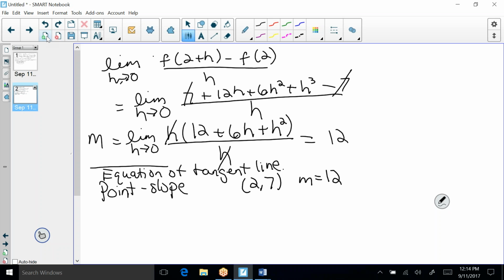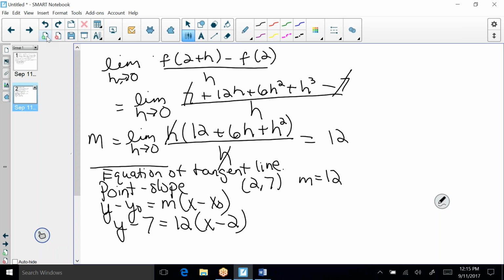The slope is 12. So we can use the point slope formula, which is y minus y sub 0 is equal to m times x minus x sub 0. And then we can fill the values in for x and y. So we get y minus our y sub 0, which is 7, equal to our slope m, which is 12, times x minus x sub 0, which is 2. And then if we're asked to write it in slope-intercept form, we can just solve this equation for y.